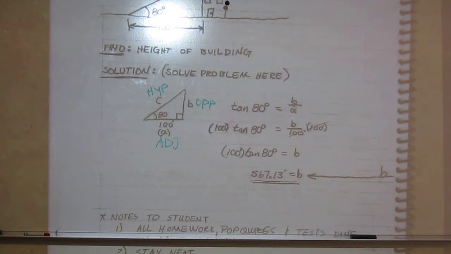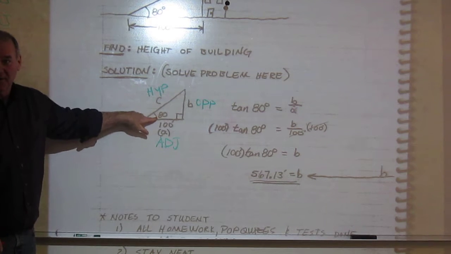Let me just show you this. We go tangent of some angle is equal to opposite over adjacent. Cosine of some angle is equal to the adjacent over the hypotenuse. Sine of some angle is equal to my opposite divided by my hypotenuse. Write all three equations down on a piece of paper. How do I know which one to use?